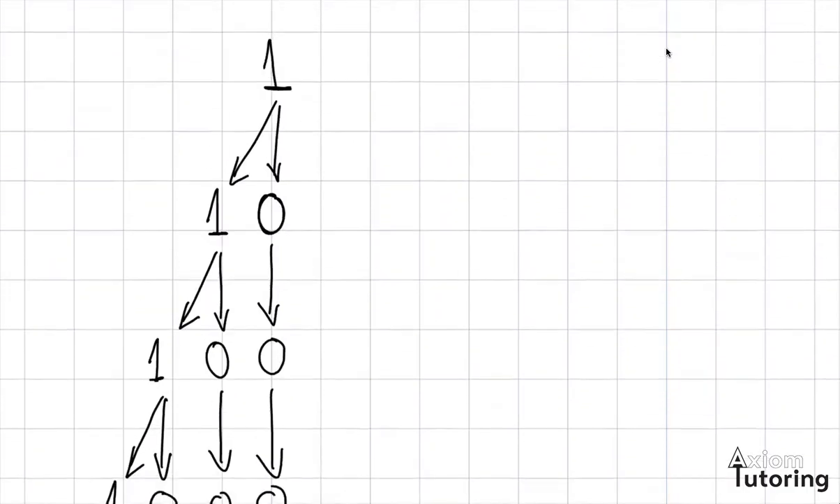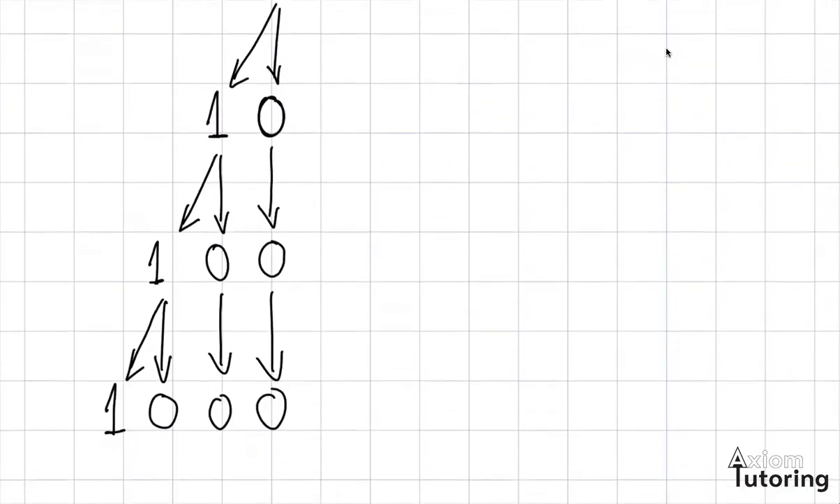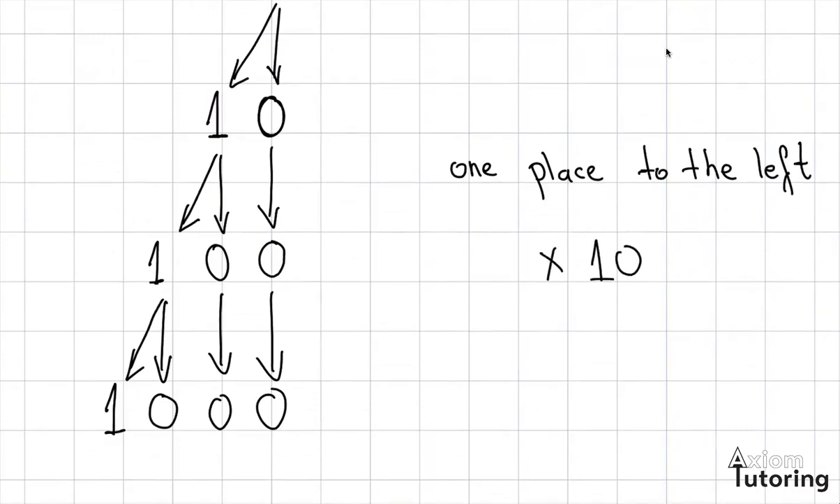Basically, every time a digit moves 1 place to the left, its value becomes 10 times bigger. So it's 10 times bigger. That's like a math superpower.